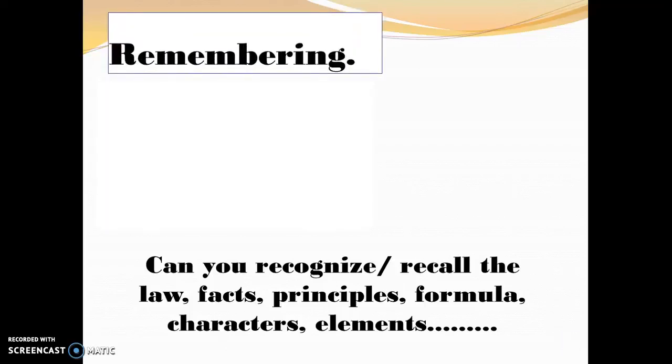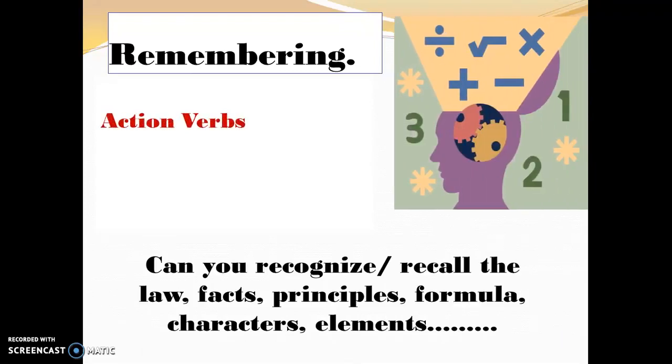Can you recognize, recall the law, facts, principles, formula, characters, elements? So, the action verbs used are recognizing and recall.